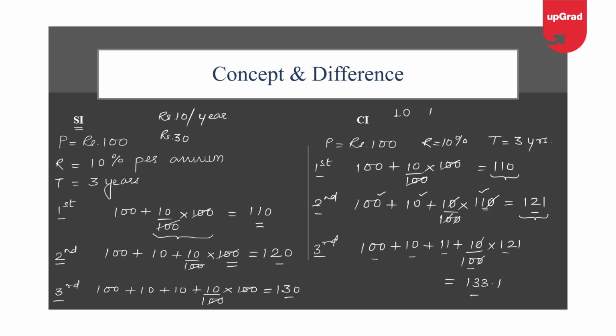Obviously, again, these two values will not match, which means my interest for the first year was 10 rupees. My interest for the second year was 11 rupees. My interest for the third year was 12.1 rupees. And as you can see, this keeps on increasing, which means in case of simple interest, it was same for every year. Whereas in case of compound interest, it keeps on increasing as we move ahead. So I can say that simple interest for first year is equal to compound interest for first year. Thereafter, it will always be compound interest more than simple interest.